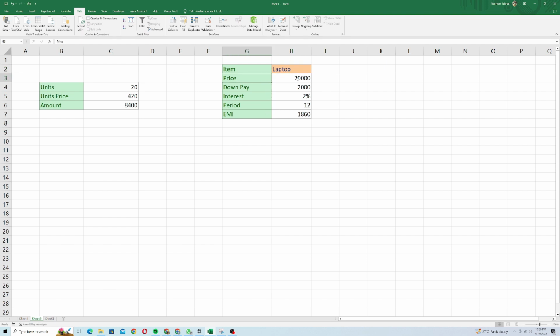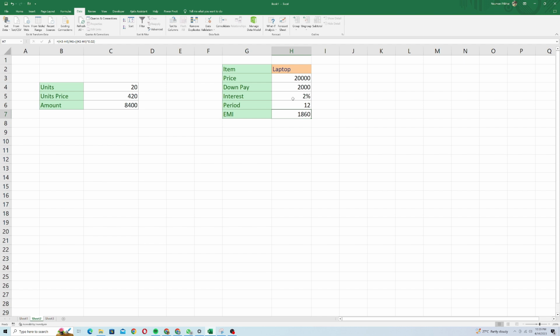The price of the laptop is 20,000, the down payment I am paying is 2,000, and the interest is 2% for a period of 12 months, which is a year, and the EMI is 1860. Now, if I can't afford the EMI of 1860 and can only pay 1,500, I want to check how much down payment I should pay to achieve this 1,500 EMI, or the number of periods I should be financing this laptop for to achieve this 1,500 EMI.